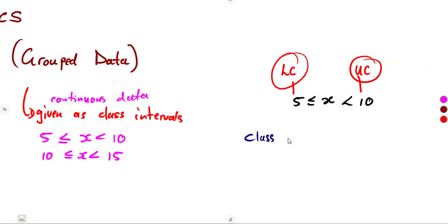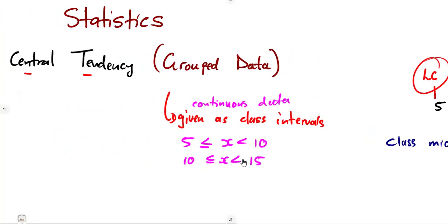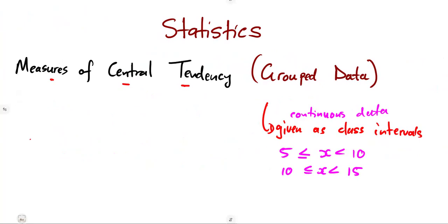We can determine the class midpoint, which is taken by adding the lower class to the upper class and dividing by 2. So that is the lower class plus the upper class, divided by 2. It is important for you to understand the concept. We also have the width of the class, how big the class is, but I'm not going to go into that because we are going to be focusing majorly on the measures of central tendency.